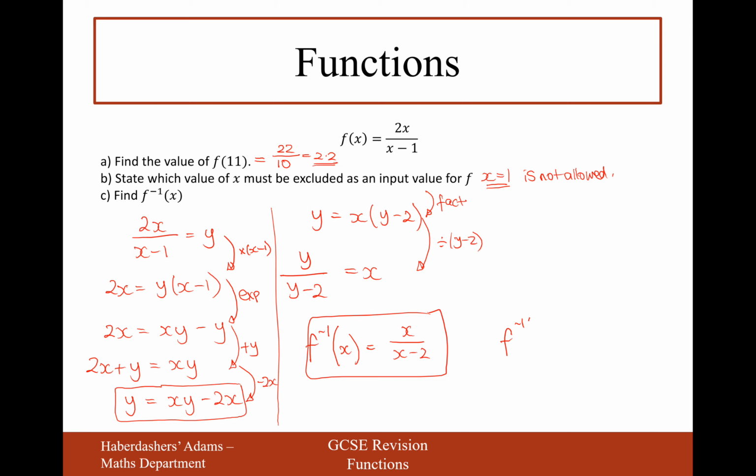An alternatively correct final answer will be minus x over 2 minus x. That will also be correct. You can see the difference between this answer and this answer. You just times the top and bottom by minus 1, and you've got the same thing.